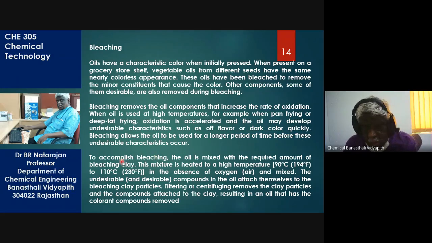Okay. Then to accomplish bleaching, the oil is mixed with the required amount of bleaching clay. This mixture is heated to a high temperature of 90 degrees C, 194 degrees F, to 110, 230 degrees F, in the absence of oxygen and mixed. The undesirable and desirable compounds in the oil attach themselves to the bleaching clay particles. So filtering or centrifuging will remove the clay particles and the compounds attached to the clay, resulting in an oil that has the colorant component removed.